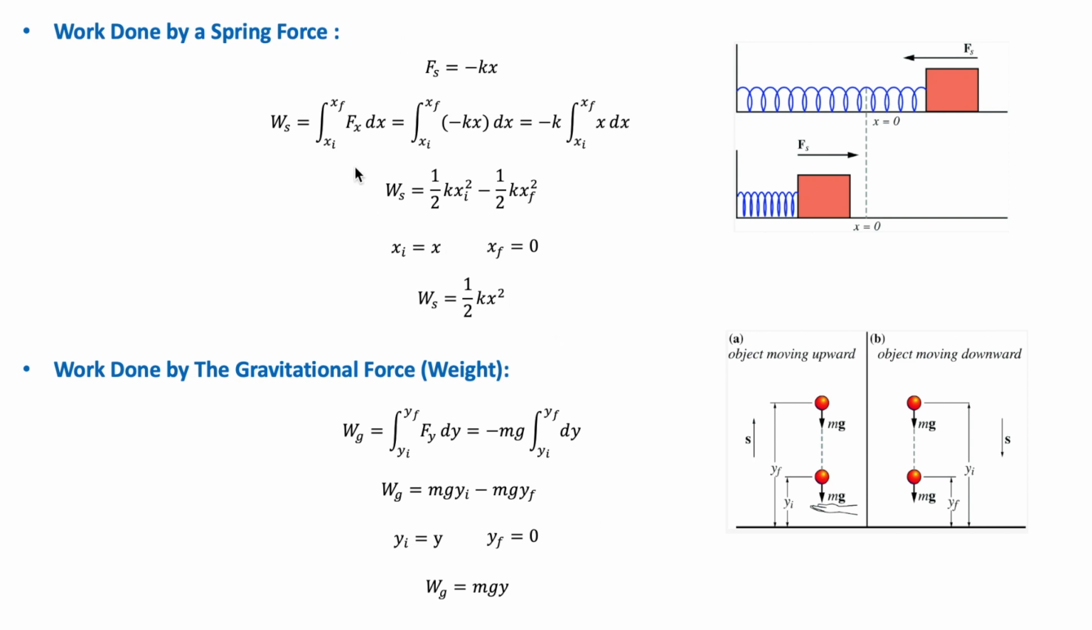is equal to the integration from x initial to x final of Fx dx, and if we substitute we get this equation, and if x initial is equal to x and x final is 0, then the work done by the spring force is equal to half kx squared. And as we shall see in the next slides, this quantity is the elastic potential energy stored in the spring.